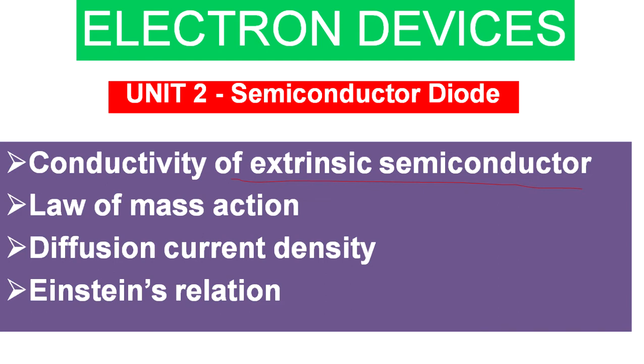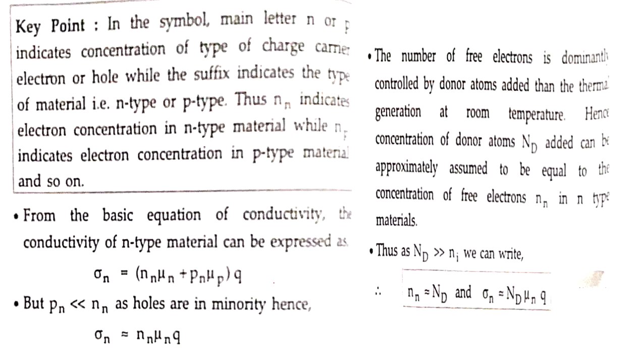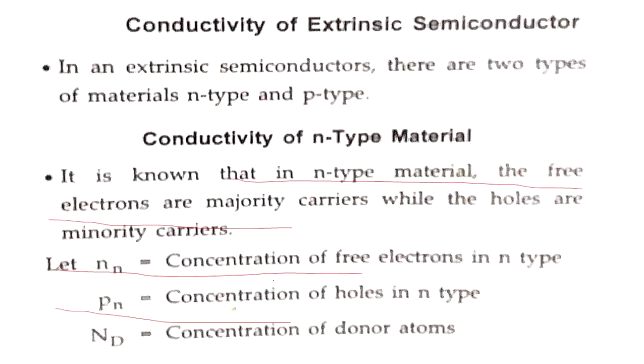Good morning. In this class we are going to see the conductivity of extrinsic semiconductor, law of mass action, diffusion current density and Einstein's relation. First, we see what is meant by the conductivity of the extrinsic semiconductor. You know that there are two types of extrinsic semiconductor when we add an impurity atom to the semiconductor. When we add a pentavalent impurity, we have N type, and when we add a trivalent impurity to the intrinsic, we have P type extrinsic semiconductor. Now we are going to see the conductivity of N type and P type semiconductor.